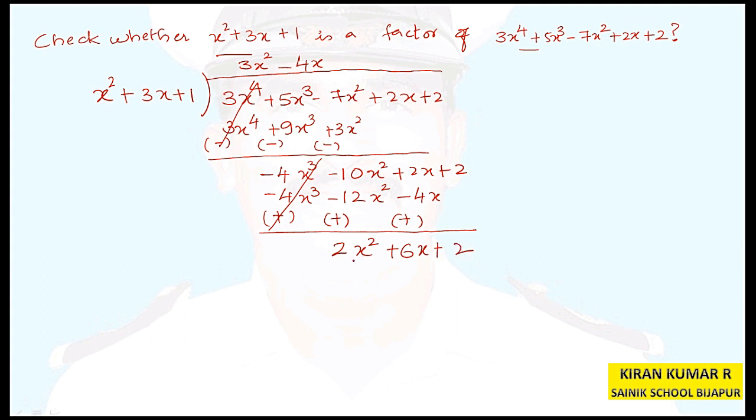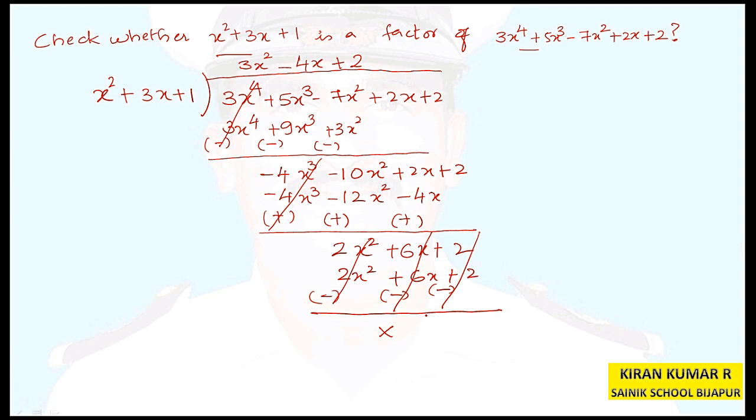Now look at this first term, 2x square. Here the first term is x square. If 2x square is divided by x square, we get plus 2. So 2 has to be multiplied, so plus 2 times x square plus 3x plus 1, that is 2x square plus 6x plus 2. Change their sign. Look carefully. 2x square minus 2x square will cancel. 6x minus 6x will cancel. Positive 2 minus 2 will cancel. We will be having no remainder.